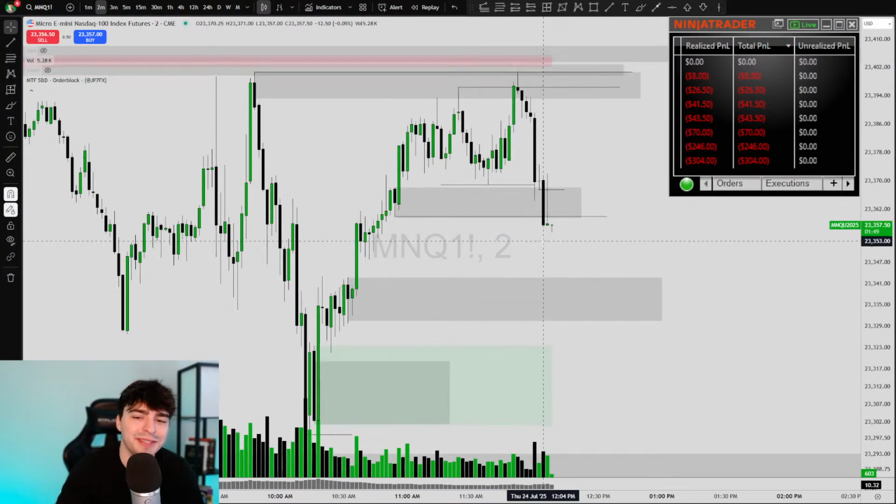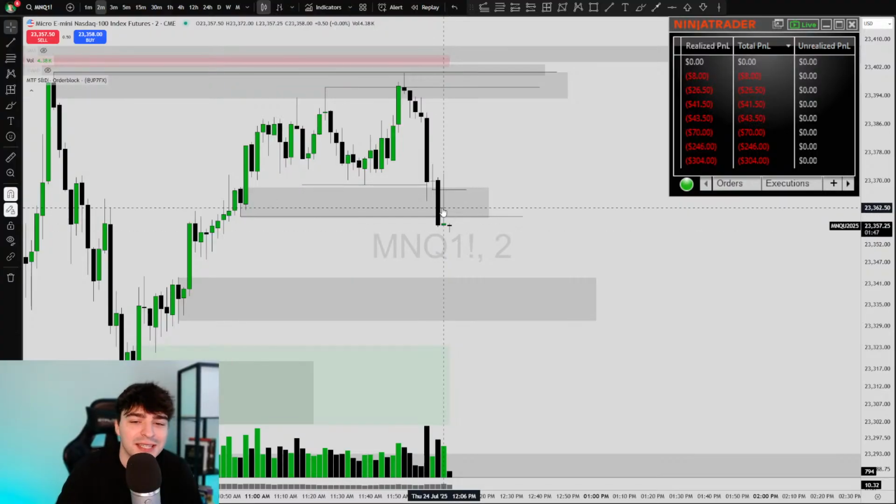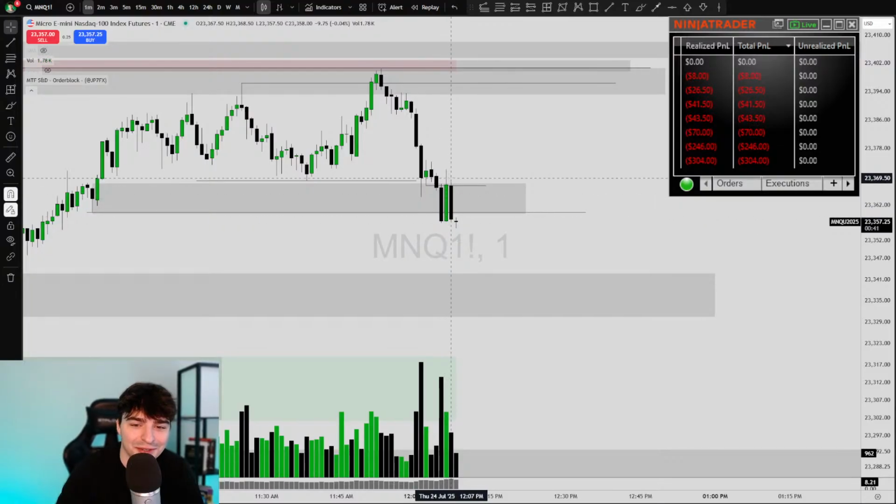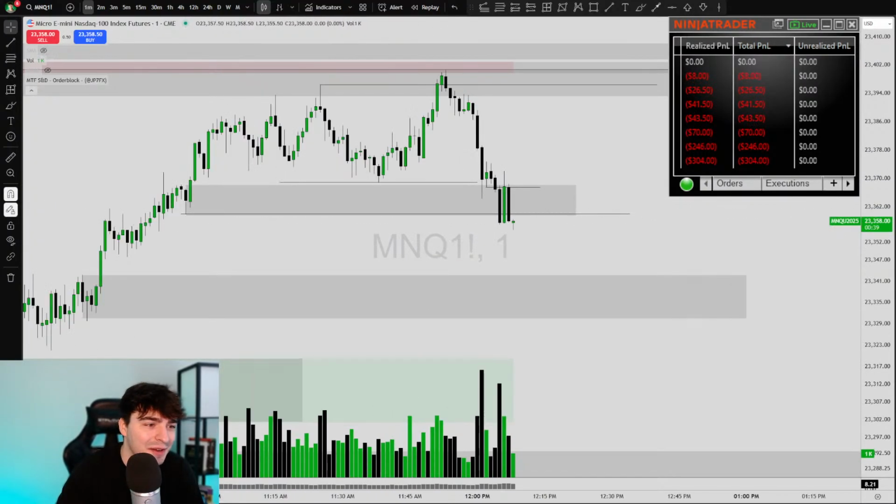Like, look at this price action, dude. What is that candle right there? And then look at this. Just straight up, straight down. Like, it's unwinnable. It's unwinnable. And I'm sure TikTok is like, bro, today was so easy, with their TJR ICT master concepts.